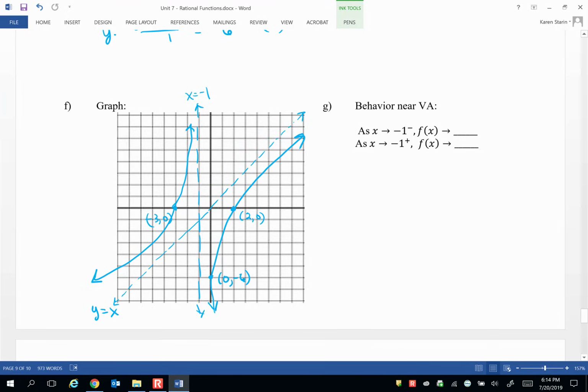So now we can read some information about the vertical asymptote behavior and the function itself. So as x approaches negative 1 from the left, f of x is going to positive infinity. As x approaches negative 1 from the right, f of x is approaching negative infinity.